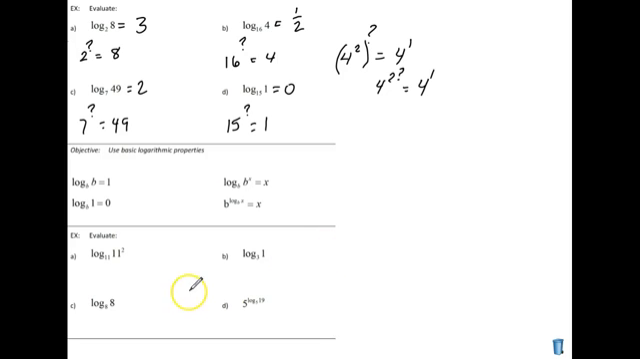Okay, so let's evaluate these. Log base 11 of 11 squared, well, that looks like this one here, log base b of b to the x. So what should this equal? It should equal 2. Log base 3 of 1, that looks like log base b of 1, that equals 0. Log base 8 of 8, that looks like log base b of b, so this must be 1. And here I'm taking 5 to the log base 5 of 19. That looks like this one here. So in this case, x was the 19, so it equals x, or it equals 19.